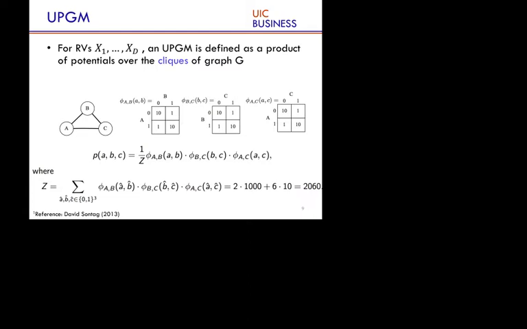Of course, since these functions can have arbitrary values, you need to rescale this definition of the probability such that it sums up to 1 over all configurations, and that's what we are doing here. So this is just a normalization constant. In this case, it's some number.